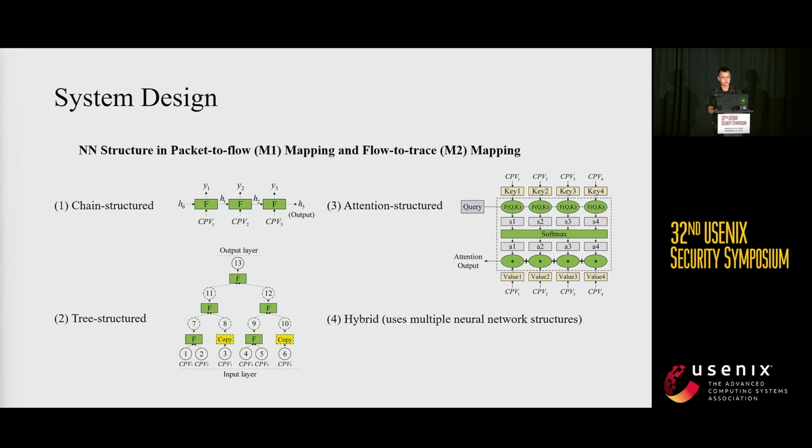To represent the chain-structured family, we use a bidirectional long short-term memory neural network. For the tree-structured family, we designed a balanced binary recursive neural network. And as for the attention-structured family, we fine-tune the attention mechanism of the famous transformer. Lastly, we connect the chain-structured and attention-structured neural networks in series for the hybrid family.